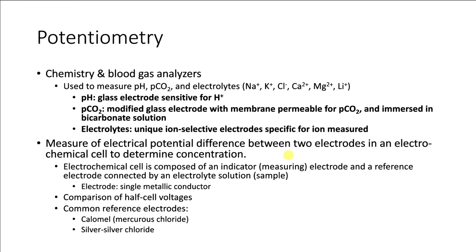Potentiometry is used a lot in blood gas analyzers. That's what you'll see it used for the most. These will be used to measure pH, CO2, or electrolytes.